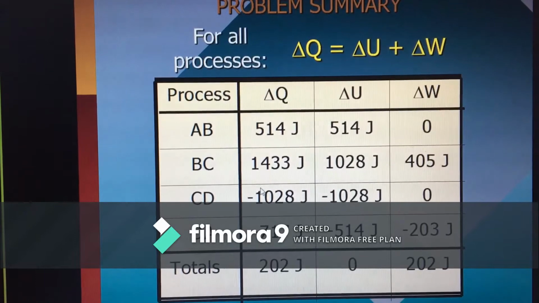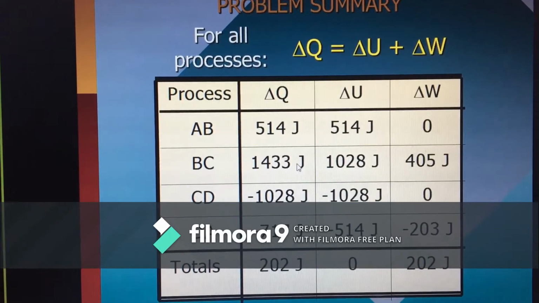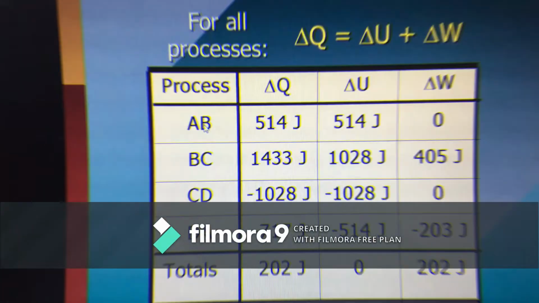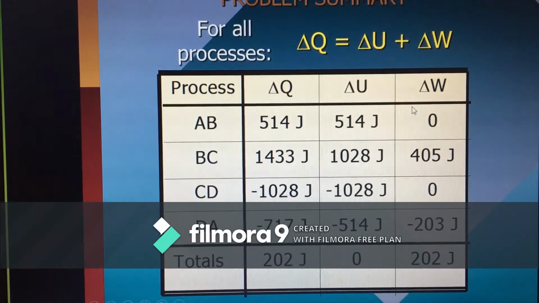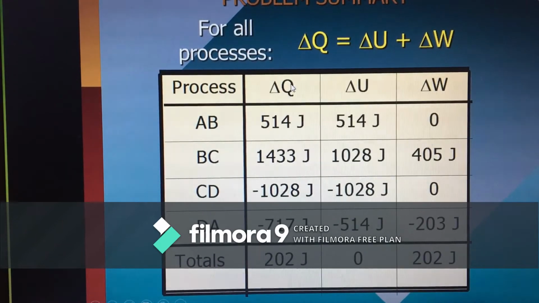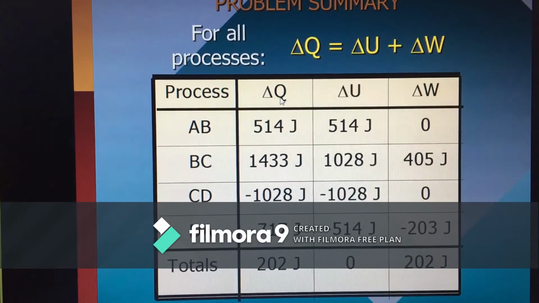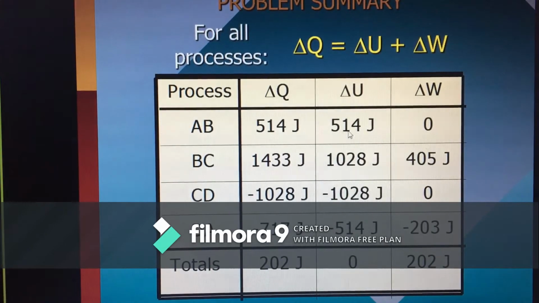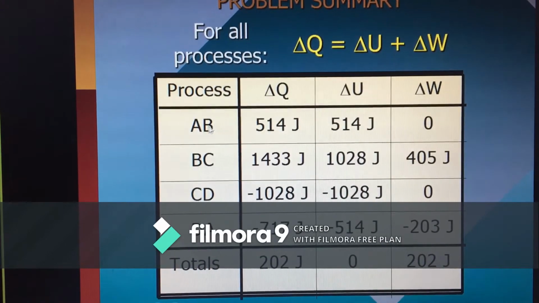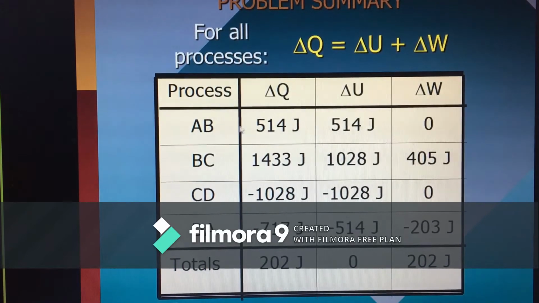And this is the summary of what we calculated last time. As you can see here, for the isochoric process, the work done is 0. And delta Q, the change of heat, is equal to the change of the internal energy. So the values here are just the same. That is from point A to point B.